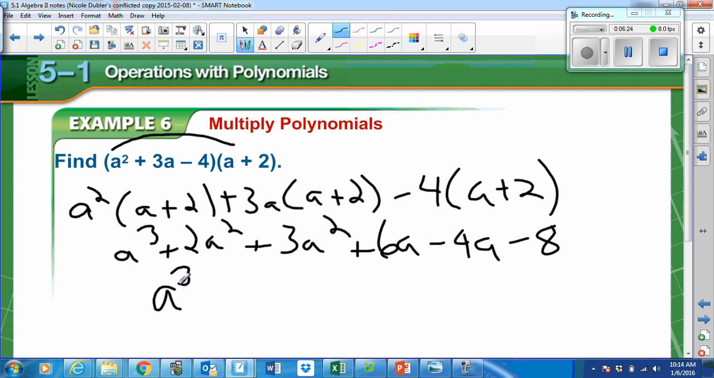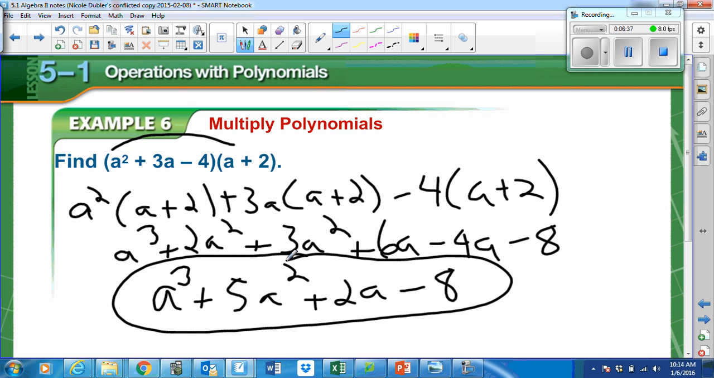A cubed, there's not another cubed. We have 2a squared plus 3a squared, which is plus 5a squared. 6a minus 4a is plus 2a, and then minus 8. And that is your final answer.